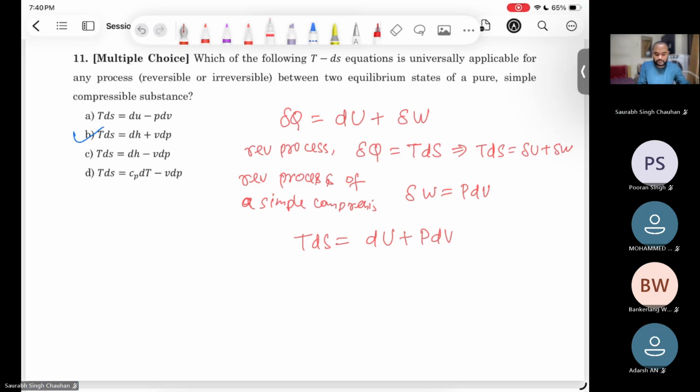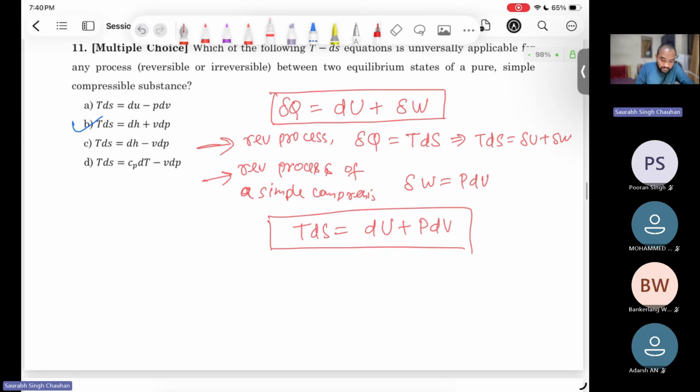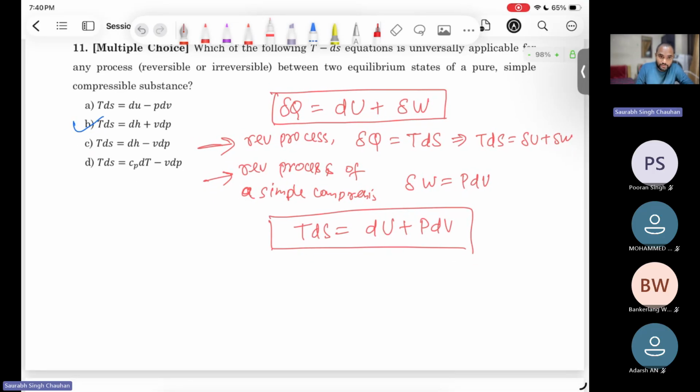So what I am trying to emphasize is that if you start with the first law of thermodynamics and you want to reach here, and you are using these two assumptions in between, that the process has to be reversible, but when you reach the final expression, you have removed both of these assumptions. Is that clear?